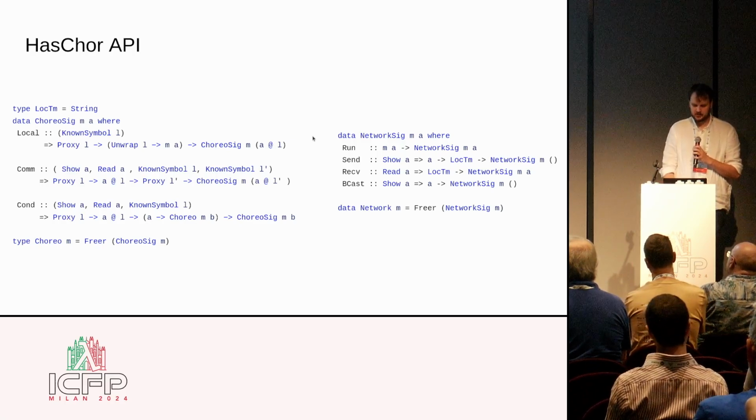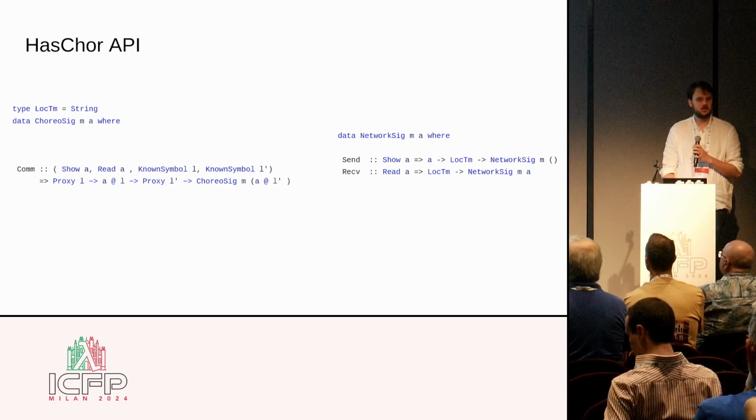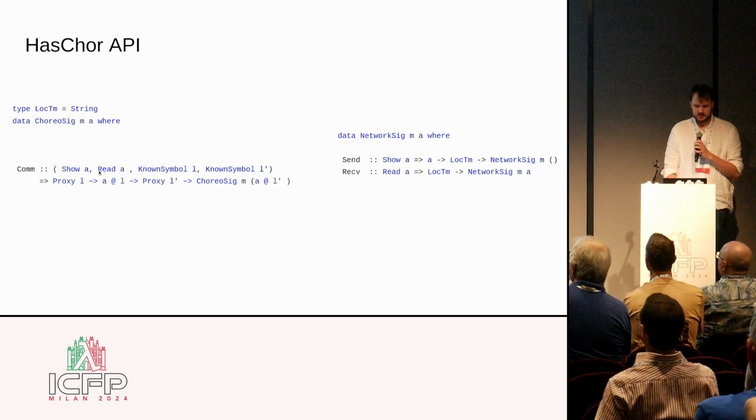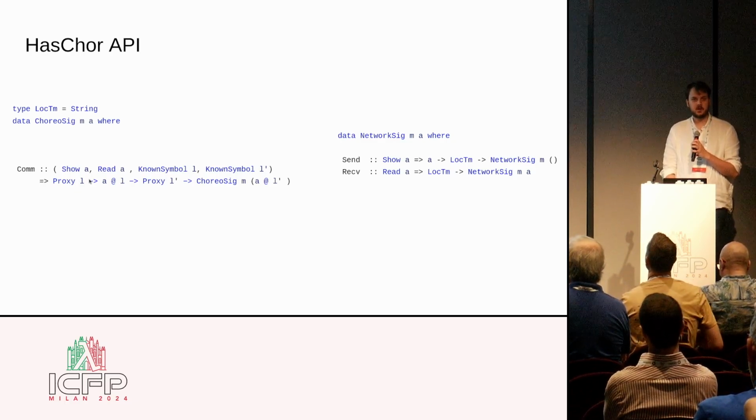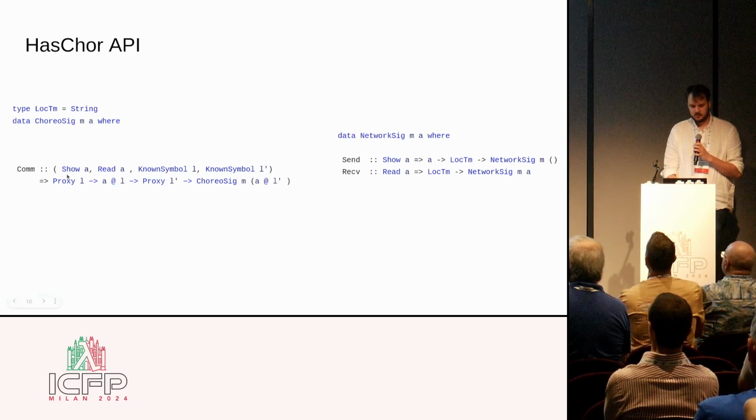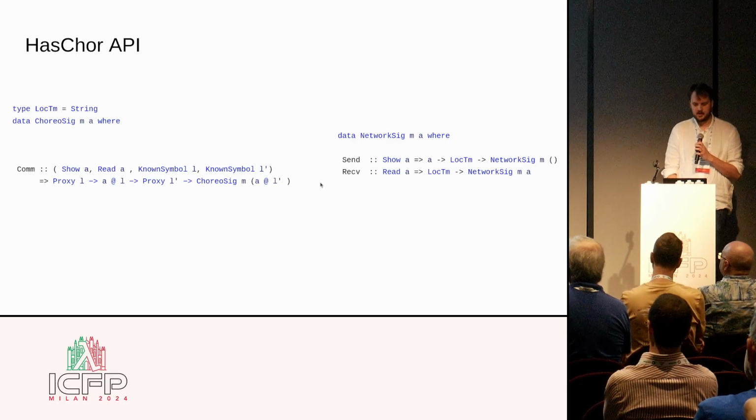If we consider just, for example, the communication operation, this involves 2 endpoints, a sender and a receiver. So there's communication between 2 endpoints. For one of them, this is going to be a sending operation, and for the other one, a receiving operation.